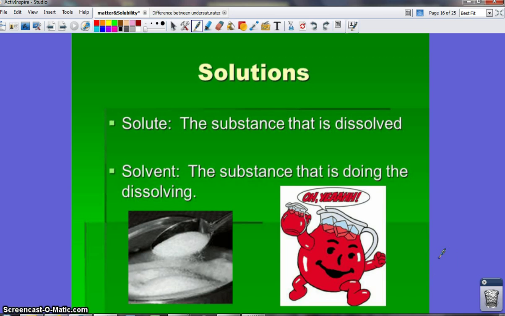Alright, welcome. We're on the last part of our journey through matter, solutions, and solubility. We've seen this slide before, but it's necessary to start here. When we talk about solutions, remember they have two parts: a solute, which is the substance that is dissolved, and the solvent, the substance that is doing the dissolving. With the two pictures below, which one is the solute and which one is the solvent?